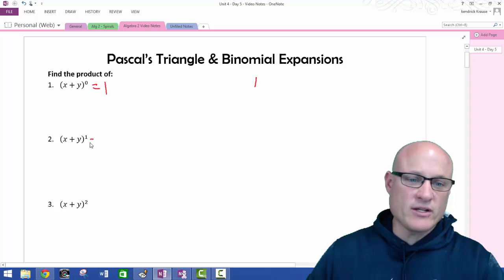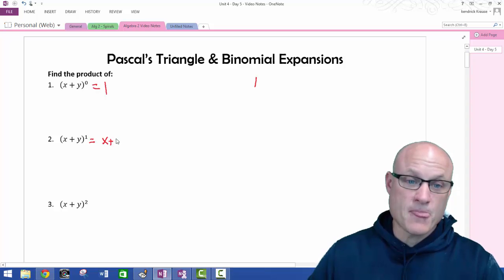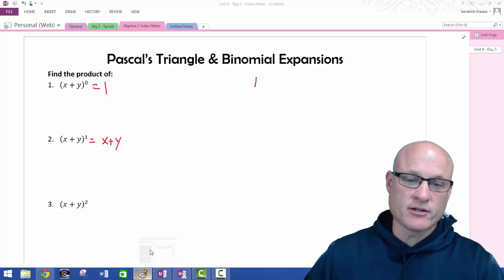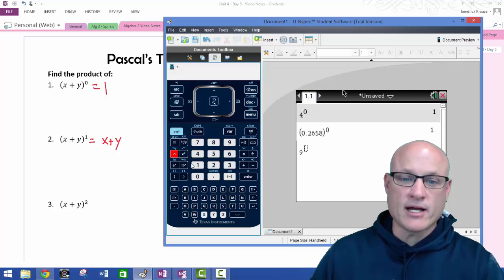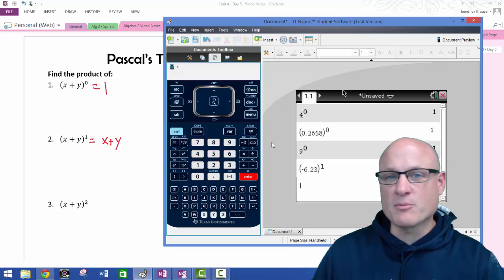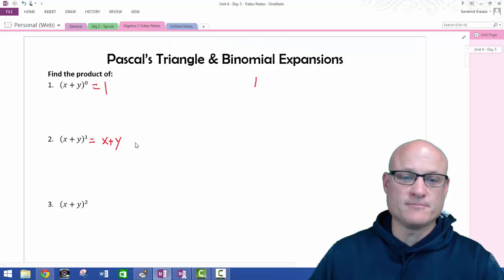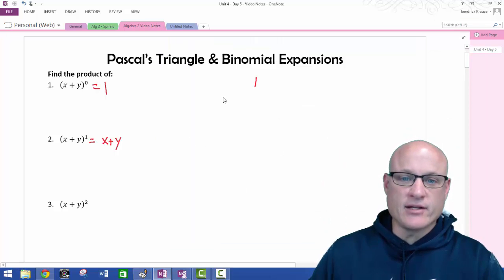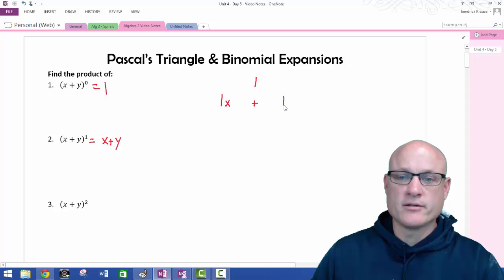And then anything raised to the first power is really just itself. This is equal to x plus y. Again, I can bring up my calculator: 9 to the 1 power is 9. Now when you're doing negatives, don't forget you have to put parentheses, but negative 6.23 raised to the 1 power is negative 6.23 once again. So anything raised to the 1 power is just itself. So I'm going to write this as 1x plus 1y.